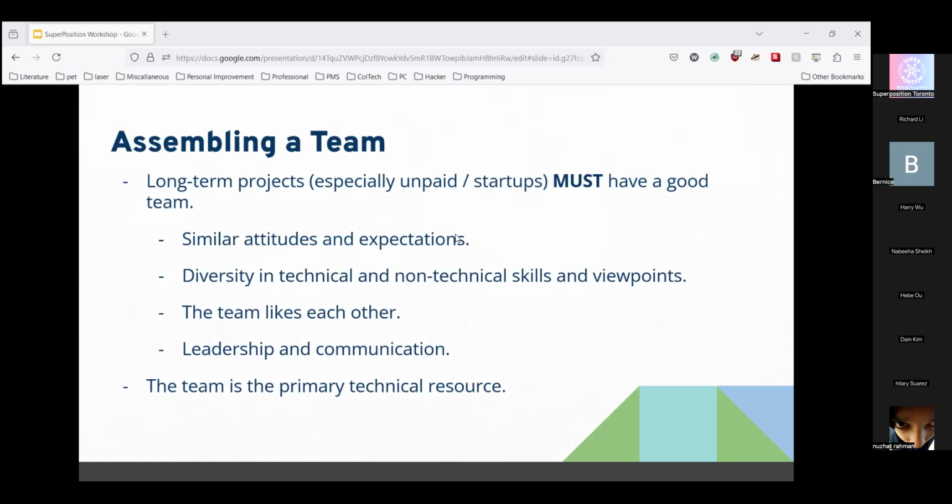Assembling a team. For any long-term project, especially in this period of life, where a lot of it will be unpaid or volunteering, or it's a student team, having a good team is crucial to success. I've worked in a lot of teams, good and bad, and even having a single bad teammate can be catastrophic for the team culture. So, what is a good team then? The first thing I would say is having a similar attitude and expectations. If one person sees the project as a side thing, they work on it when they feel like it, versus someone else who sees it as their main project, trying to turn it into their full-time business, there's going to be a lot of conflict.